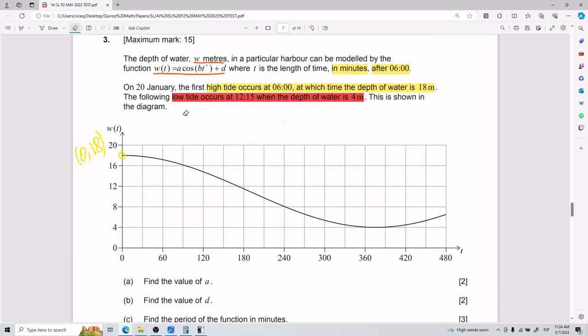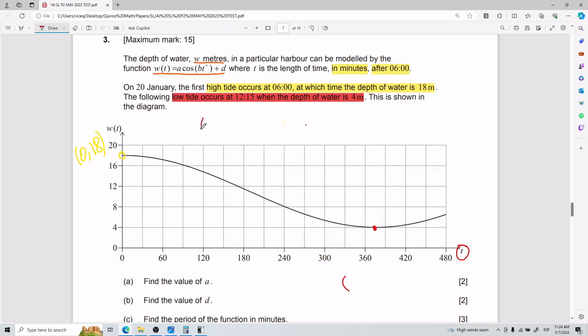And then it tells us that the low tide occurs at 12:15 when the depth of the water is 4 meters. And so that means that at 12:15, which is when the low tide occurs, so it's this lower point over here, we're going to have a height of 4. And so, well, what x value is this? Because my x is time, and we're talking about the low tide occurs at 12:15.